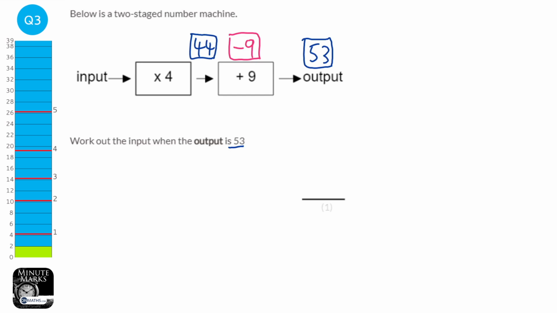The next one says times 4, so the opposite would be divided by 4. So we're going to do 44 divided by 4, and that gives us an input of 11. Now let's check the whole thing. We put in 11. 11 times 4 is 44. 44 plus 9 is 53, so we know we've got it correct.